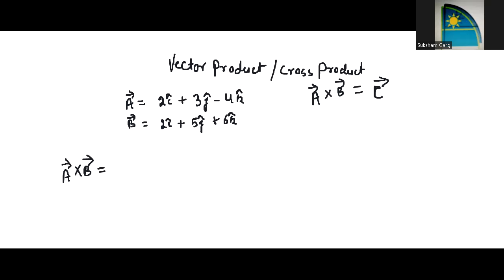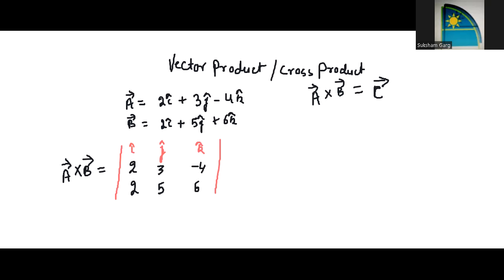Easiest way of doing cross product is, first you write it in the matrix form. How will you write it in the matrix form? On the top, you give the three components of x-axis, y-axis and z-axis. Now, since we are doing A vector cross B vector, corresponding to i cap we have 2 in A, so we write 2, corresponding to j we have 3, and corresponding to k we have minus 4. And corresponding to vector B, we have plus 2, plus 5, and plus 6.